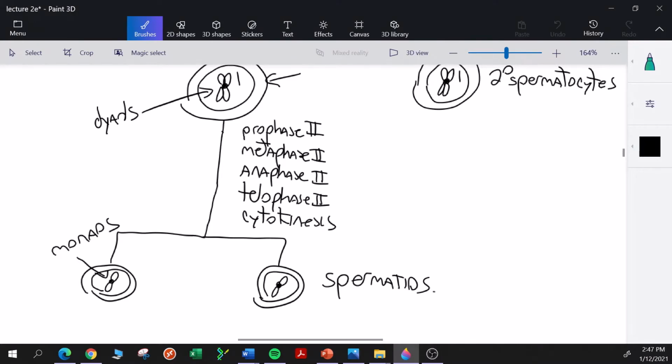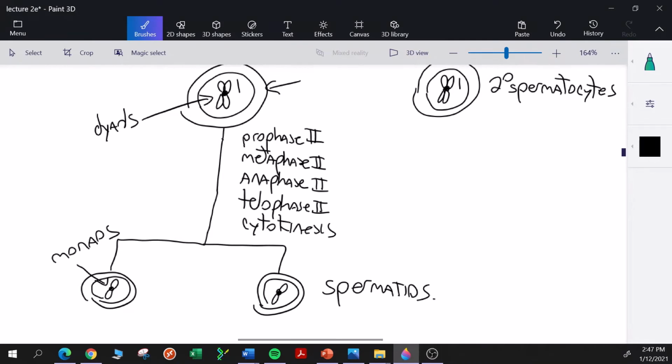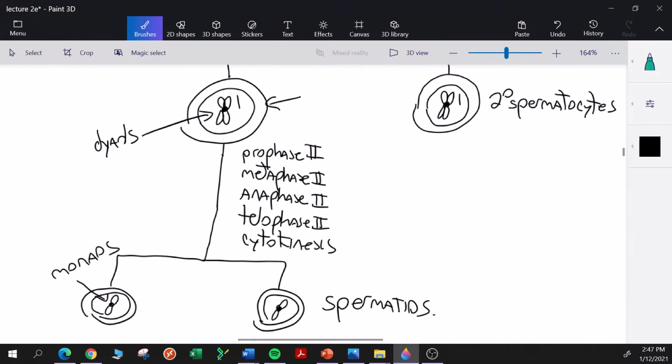Still just one, right? So this meiosis 2, remember meiosis 2 is the equational division stage. We don't see any changes in chromosome number in meiosis 2. So no changes in the number of chromosomes in the secondary spermatocyte versus the spermatids. Okay, great. So I hope that makes sense.